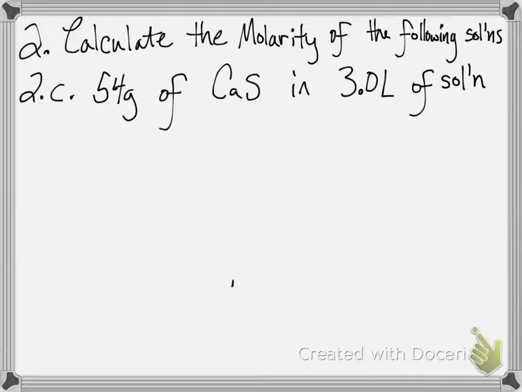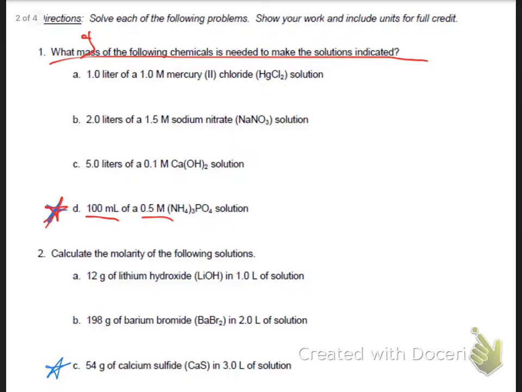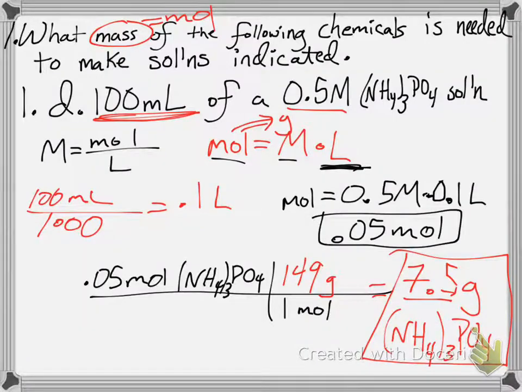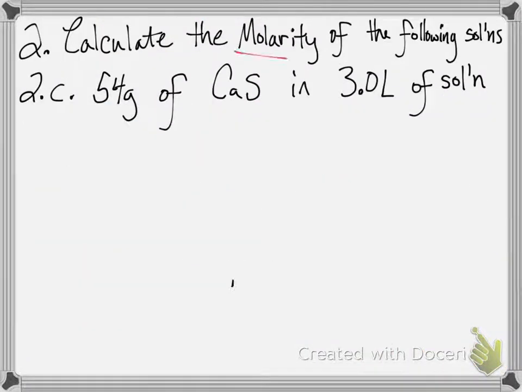Okay, so let's look at number 2. Number 2, letter C. And these ones are a little different. All of number 2 on that page, remember that page looks like this. So looking at number 2, let's go back. They all say we should calculate the molarity of the following solutions. So we know how to do this. Molarity equals moles divided by liters. Really simple. So let's look at C. C says we have 54 grams of calcium sulfide, CaS, and 3.0 liters of solution.